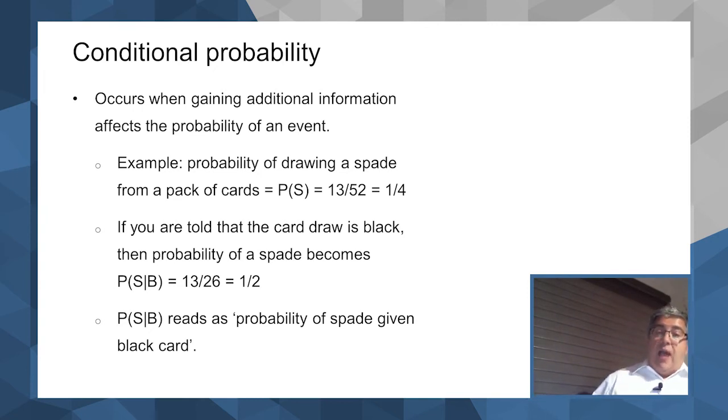Another one, probability of drawing a spade is something that I've used earlier, and I said it was 13/52 or 1/4. But if I tell you that I drew a card that is black, then there's 2 suits that are black, 2 that are red. Even though I didn't tell you if it is a spade or not, now there's only 26 cards to consider, and therefore the probability is now half rather than a quarter.